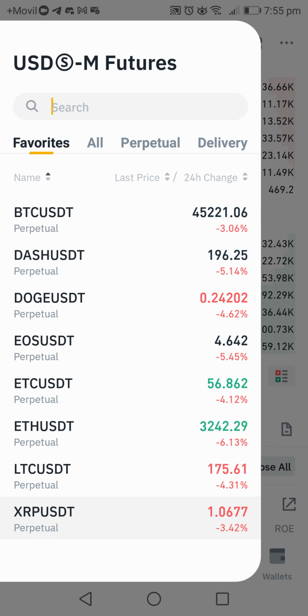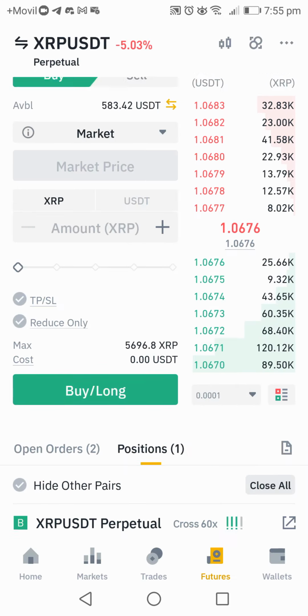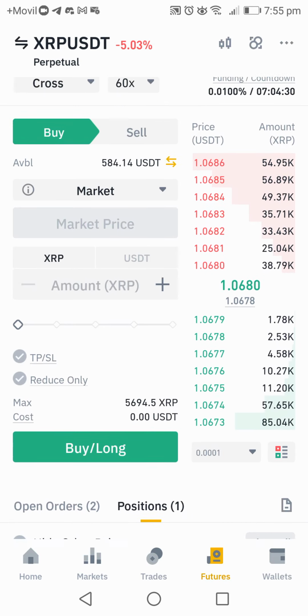So these are the only ones we will play: BTC, Dash, Doge, EOS, ETC, Ethereum, LTC, and XRP. If you have any questions as far as anything that I mentioned, please let me know.